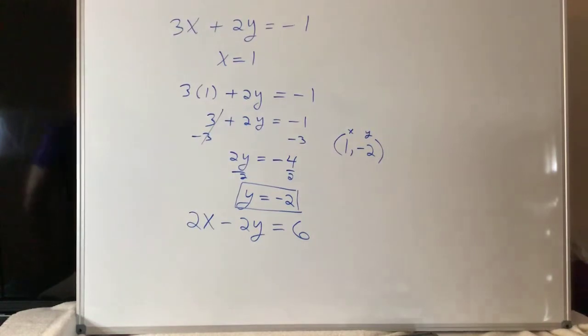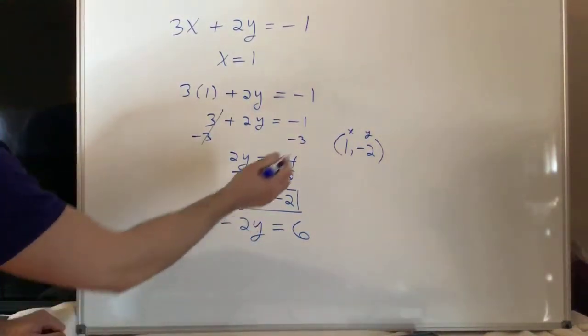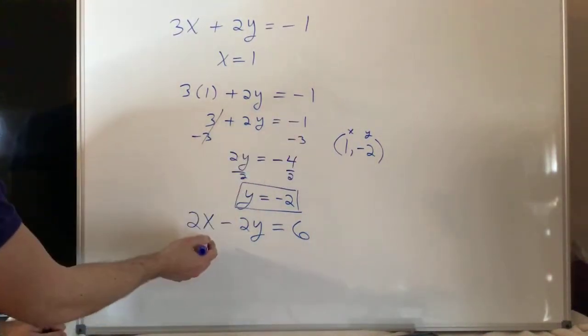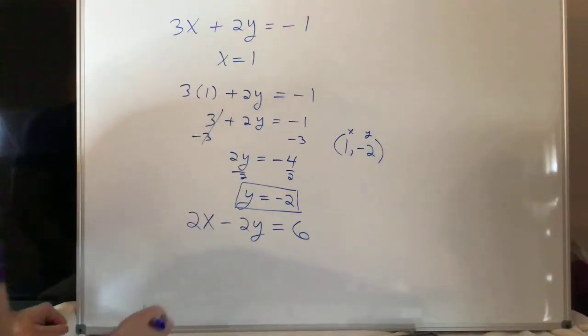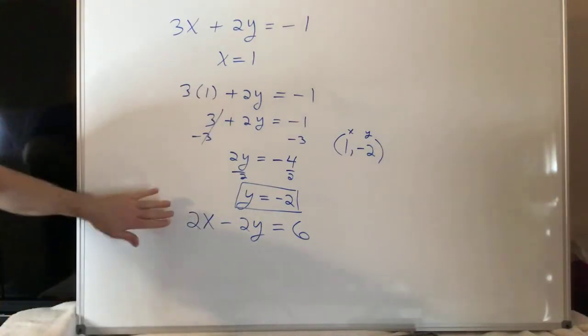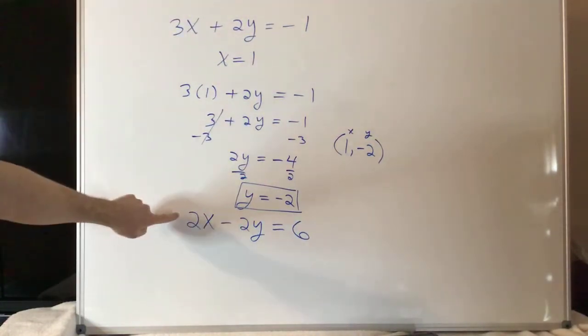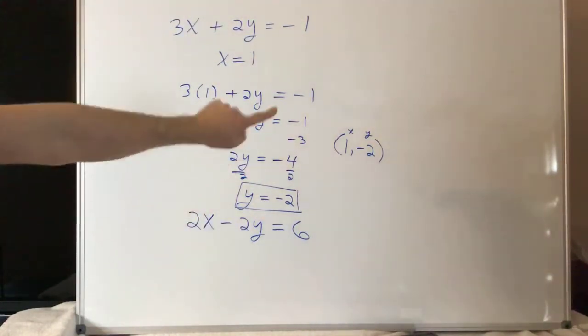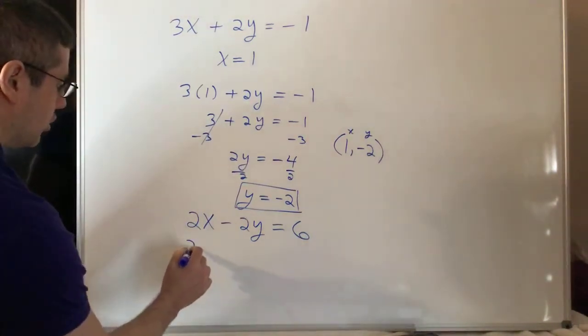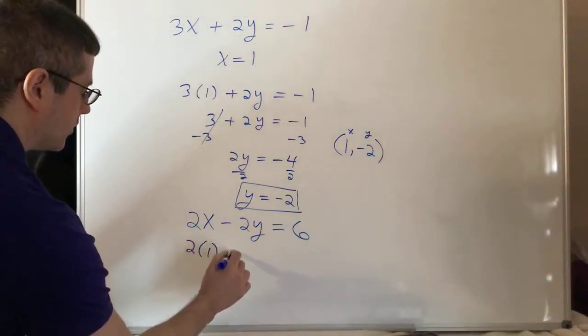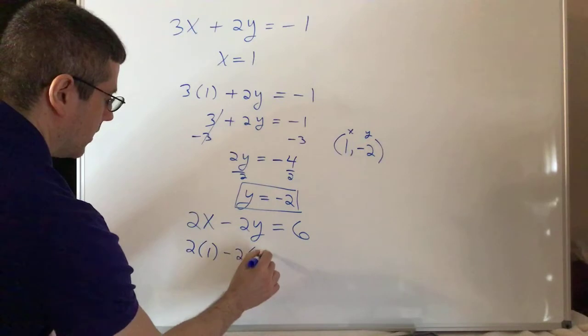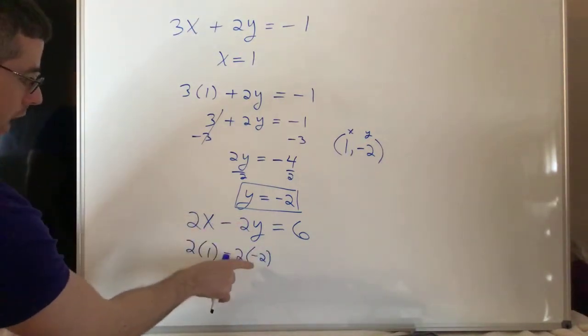However, I'd like to check that this works. I want to make sure that this point is actually on both lines and it's where they meet. So I'm going to use, this was the original equation, the top one. This was the bottom one. I'm going to use this one to check my answer to make sure that the point that I got actually works. So I'm going to put x was 1, y was negative 2.